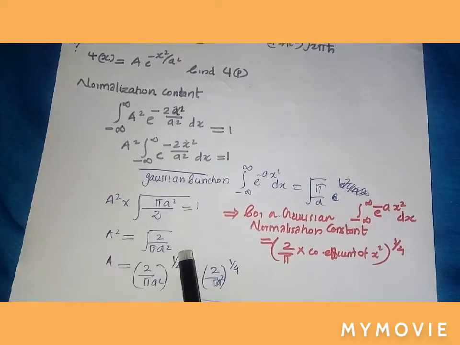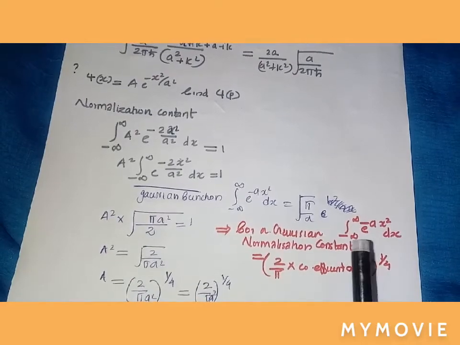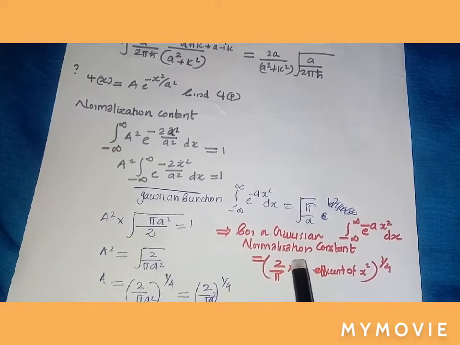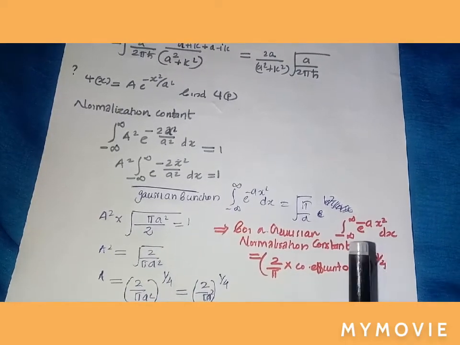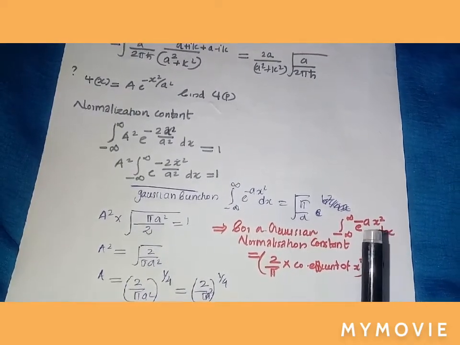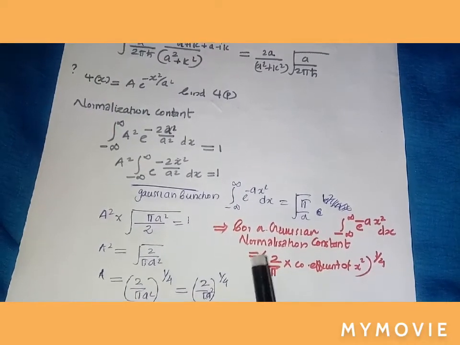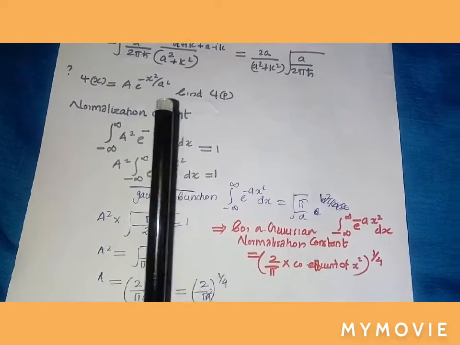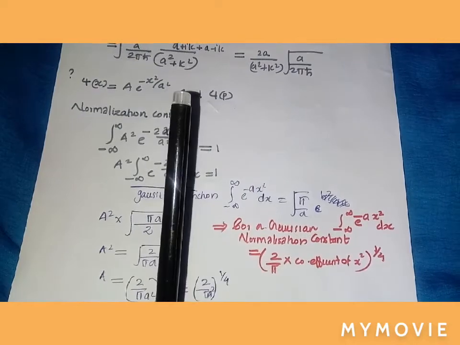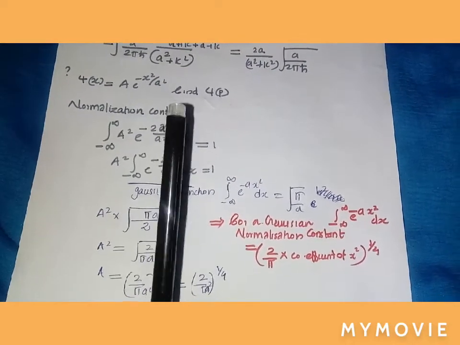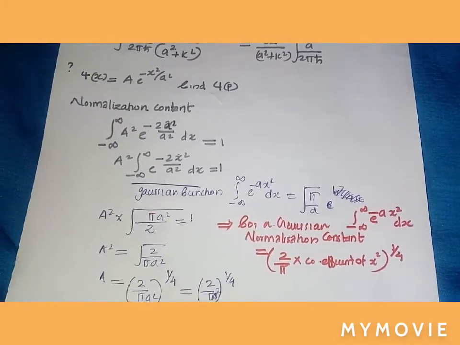Here is a trick: we can find the normalization constant of any Gaussian function as (2 by pi into the coefficient of x square) all power 1 by 4. Here the coefficient, by seeing the wave function, we know that the coefficient of x square is 1 by a square. So (2 by pi into 1 by a square) all power 1 by 4 is the normalization constant.